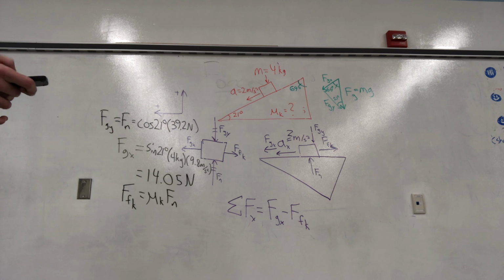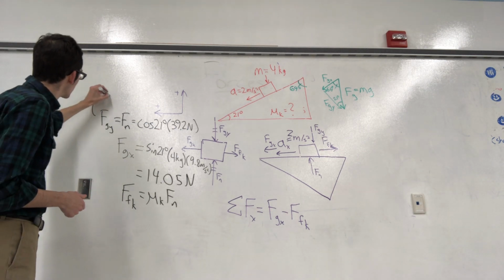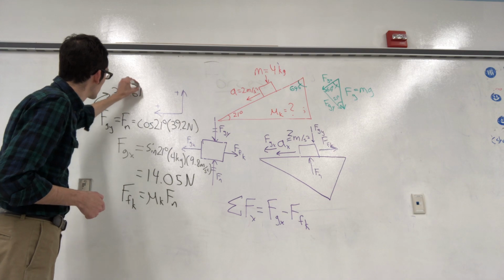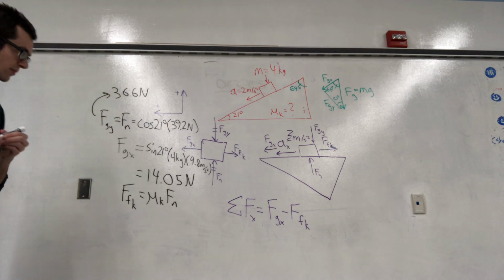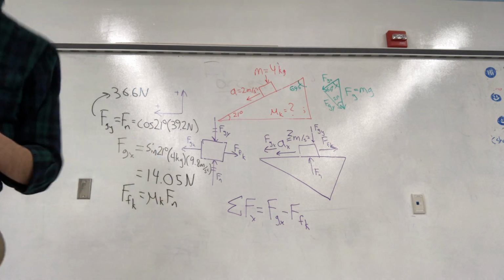21 cosine times 39.2. So we got 36.6. All right, so our FGY is equal to 36.6 newtons. And that's also equal to our normal force. So we're getting really close.